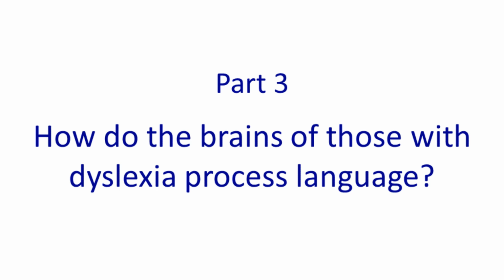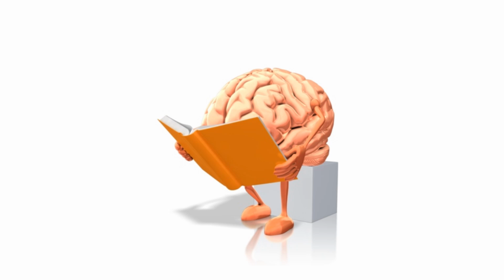Part 3. How do the brains of those with dyslexia process language? More and more research is being conducted to investigate how our brains process language, what happens in our brains during reading, and how the brains of those with dyslexia differ from other brains. So here's what we found out so far.